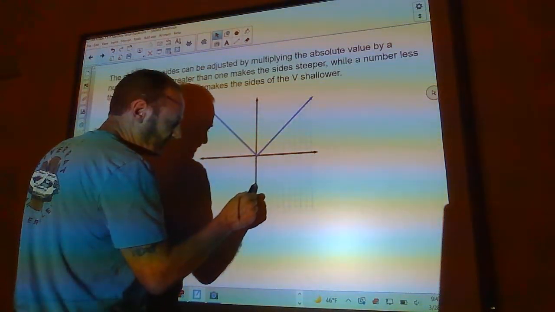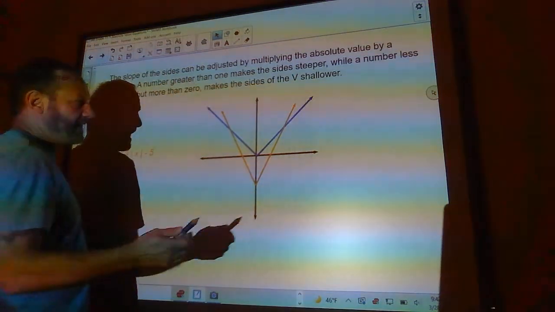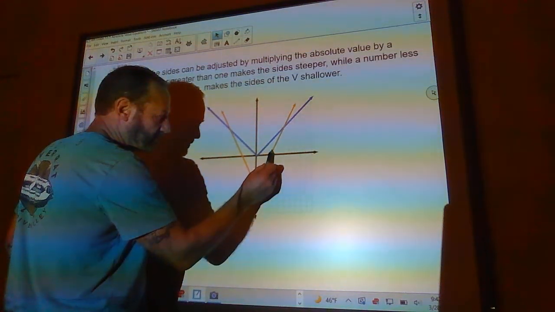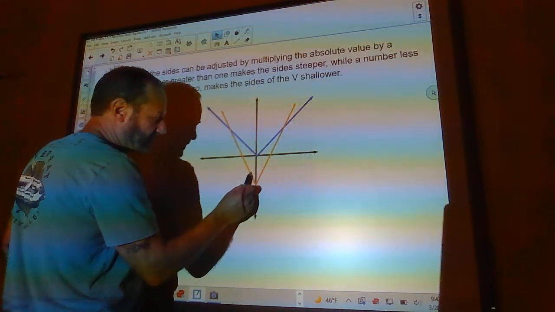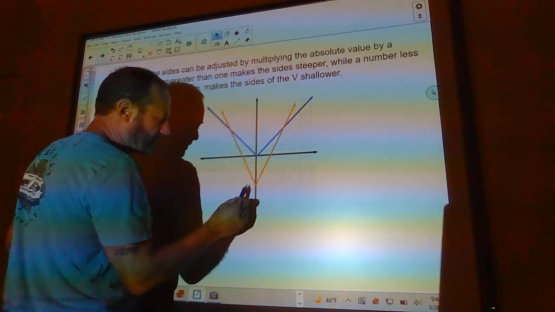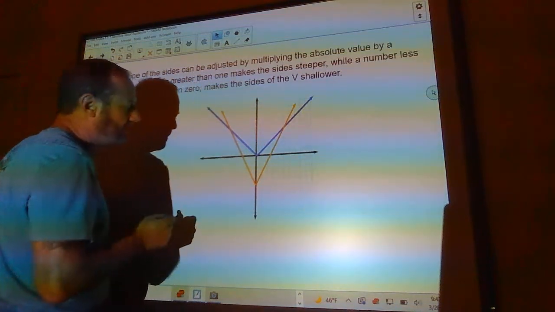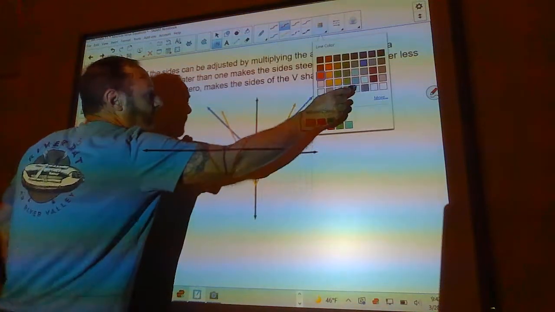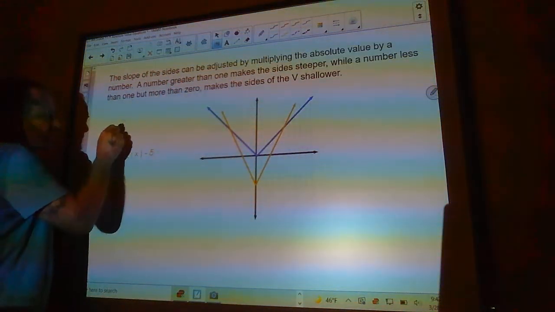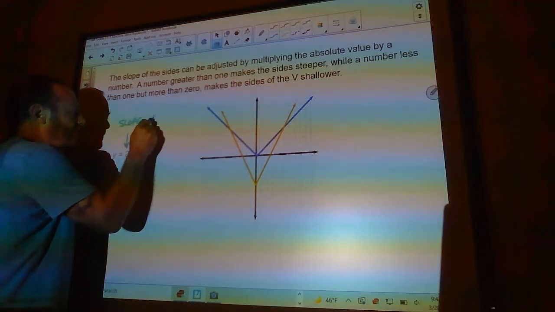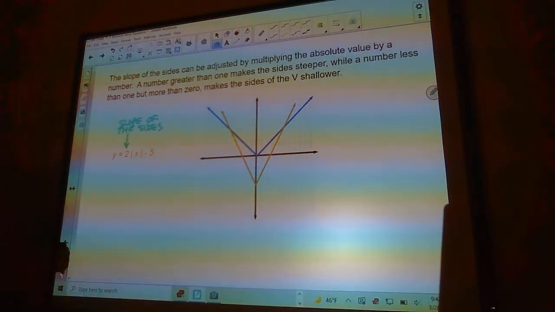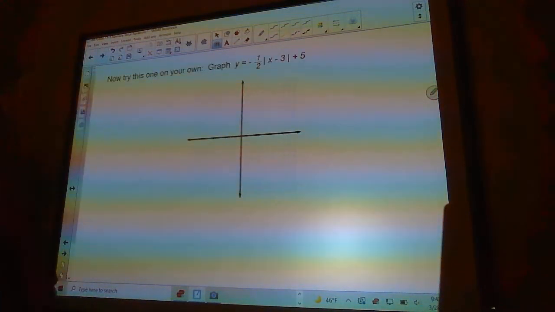1, 2, 3, 4, 5. Right there. Now, that got narrower. It's got a slope of 2. It rises 2 and runs 1, rises 2 and runs 1. And it's got a slope of negative 2 on this side, so it goes down 2 and to the right 1. Down 2 and to the right 1. So this number out here is the slope of the sides. And of course it's going to be positive on one side and negative on the other one, because you always got to make the V.